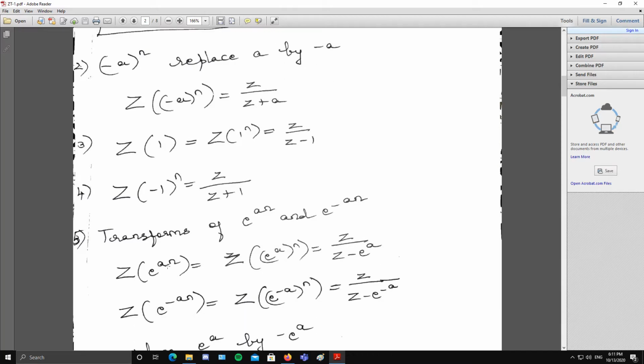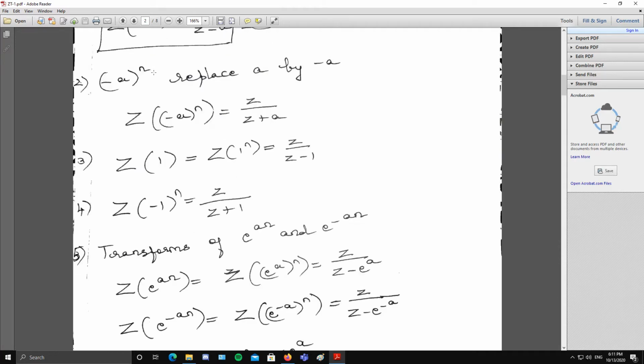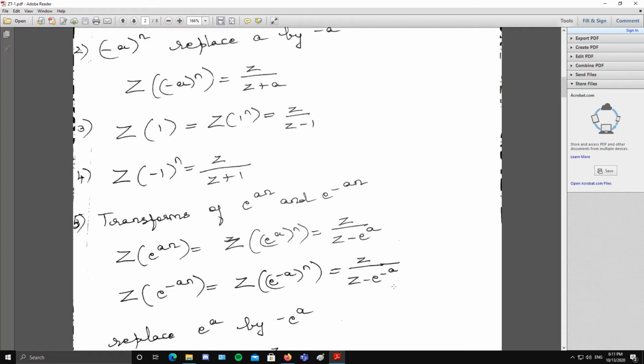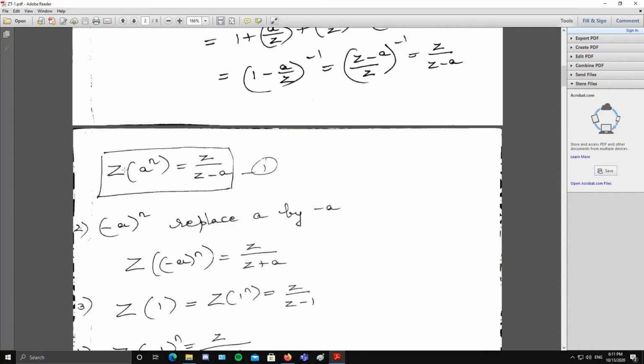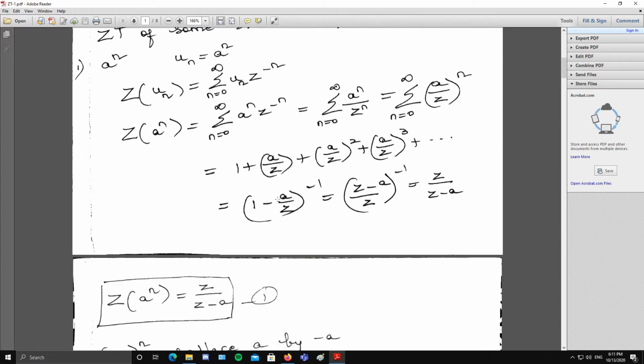Similarly, if you replace a by e power minus a, e power a and e power minus a are constants. So z of e power minus an, or z of e power minus a the whole power n, is same as z by z minus e power minus a. So you should remember this, z of a power n is z by z minus a. So you remember the proof of this.